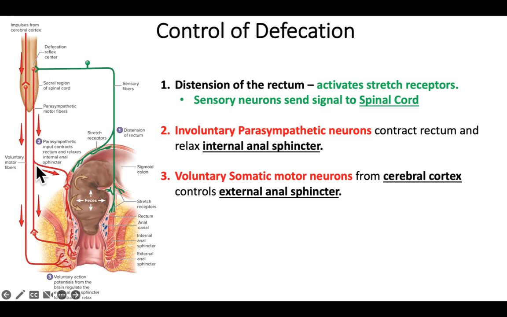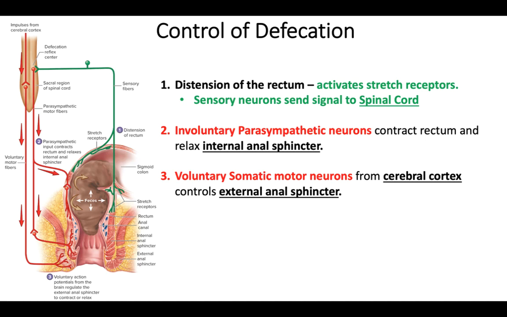So reflexes are involuntary. This is a parasympathetic neuron, and it's going to lead to stimulation of the wall of the rectum. So the rectum's going to squeeze and start to push the feces. At the same time, we have motor neurons that are going to cause relaxation of the internal anal sphincter. So that's involuntary. Involuntary parasympathetic neurons contract the rectum, relax the internal anal sphincter, which is smooth muscle. Smooth muscle is involuntary, so you can't control that sphincter.